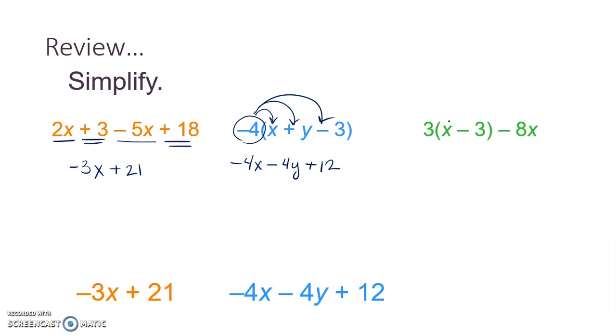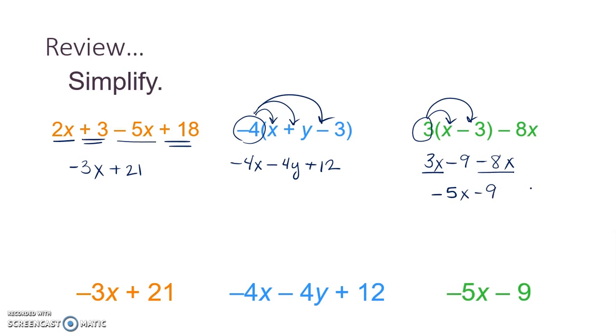And on the last one here, we are distributing first. So we have positive 3 times x and positive 3 times negative 3. So positive 3 and a positive x will be 3x. Positive 3 times negative 3 will give us a negative 9. And then we still have our negative 8x. We've gotten rid of our parentheses, we've distributed, so now we can combine our like terms. So I have a 3x and a negative 8x, which will result in a negative 5x. And then just our minus 9. And so we have negative 5x minus 9.